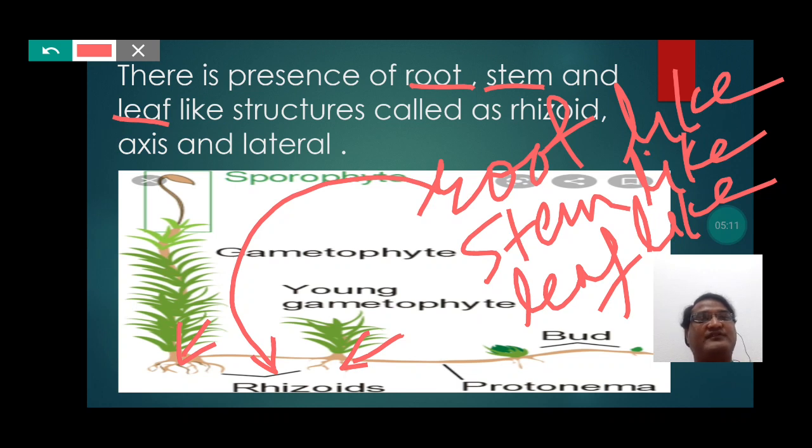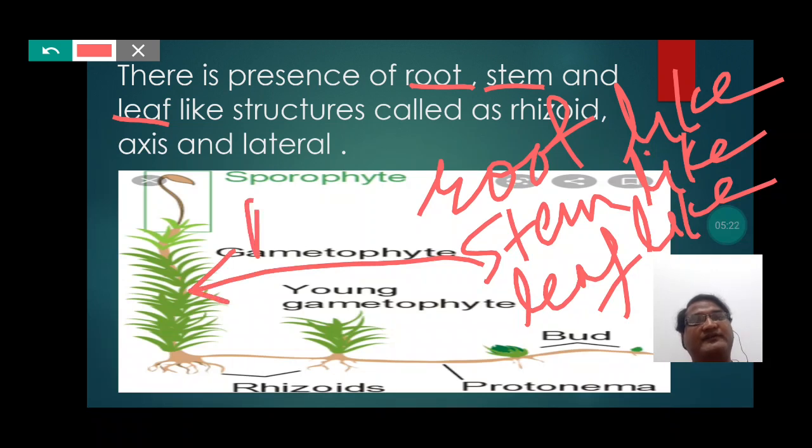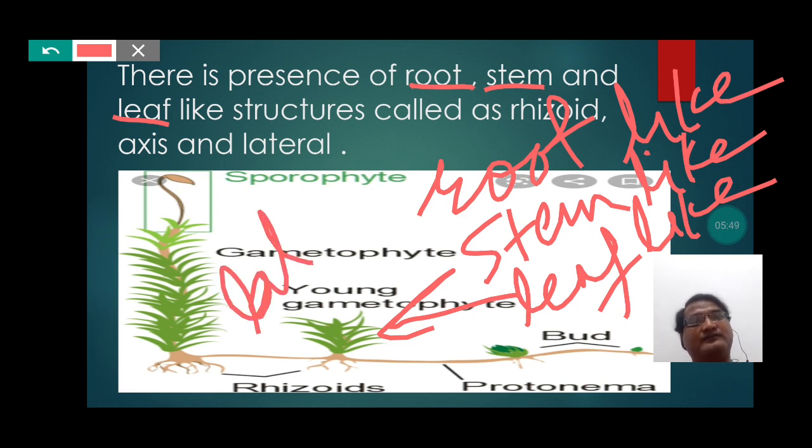Students, the stem-like structure which remains present in bryophytes is called axis. So students, this is the stem-like structure which is called axis in bryophytes. Students, you can also find the leaf-like structure which is called laterals.